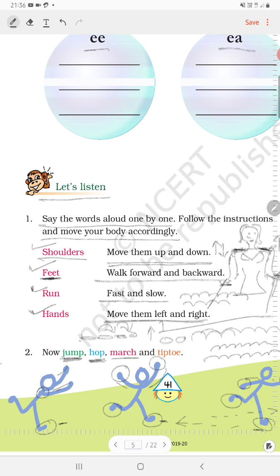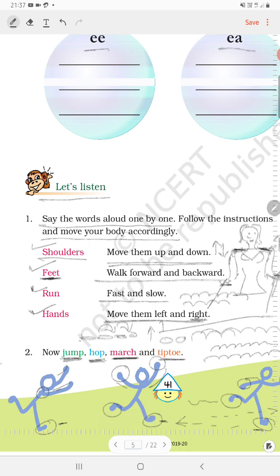Then march. March is the name of a month also, but here by marching we mean 1 2, 1 2, 1 2 3. Left, right, left. As you've seen the parade marching, you have to march. Move your left and right arm at one time ahead. And then tiptoe. Tiptoe means walking on your toes quietly when you move inside a room, that's walking tiptoe.